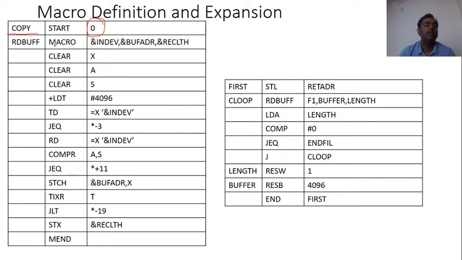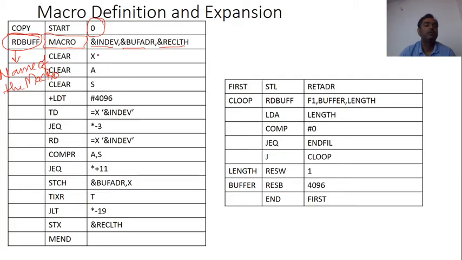Now, here I am getting the macro in the opcode field. If you are getting the macro in the opcode field, that means this is the macro definition that starts from here. And the name of that macro is rdbuff. This is the name of the macro. Now, these are the parameters that are passed to the macro: %indev, %buffadr and %reclth. These are the parameters that are passed to the macro.